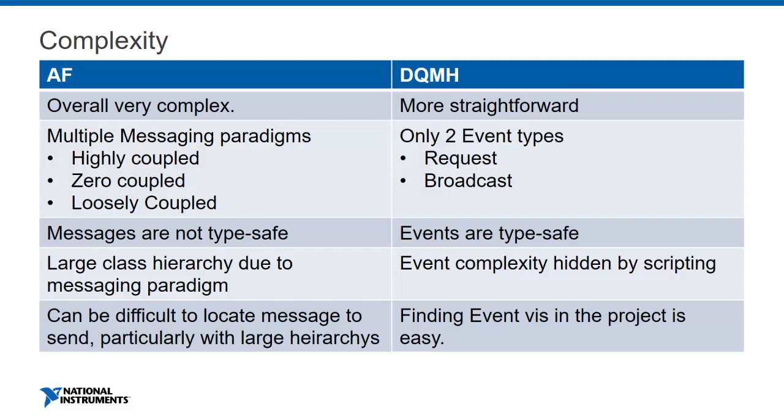In the actor framework, I mentioned, it can be difficult to locate the message you want to send, particularly with large hierarchies. In DQMH, finding event VIs in the project is really easy. You click on the exact module you want, go to its public API, and you grab whichever send this or send that you want.